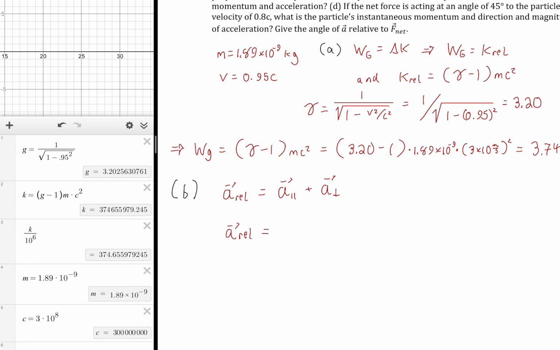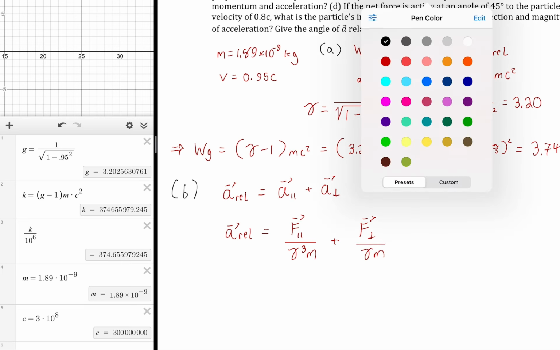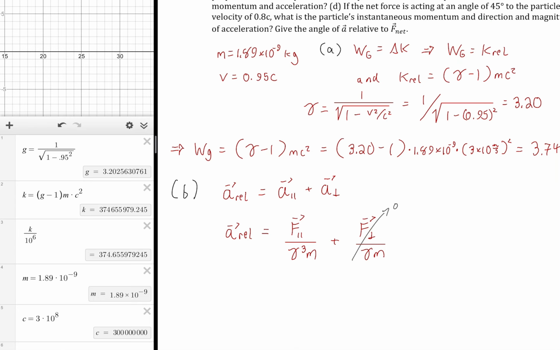Actually, I was going to replace that with force to show you. This would just be F parallel, as a vector, divided by the coefficient gamma cubed m. And then the perpendicular component would be divided by gamma m. But we know there is not a perpendicular component to the force because all the force is parallel. So we could write out the whole expression and then just send one of them to 0. We don't need that one.